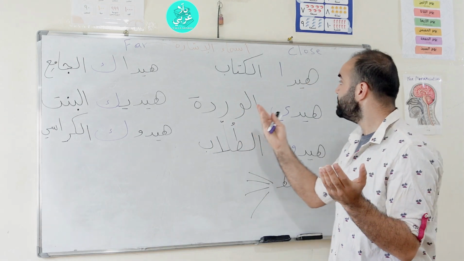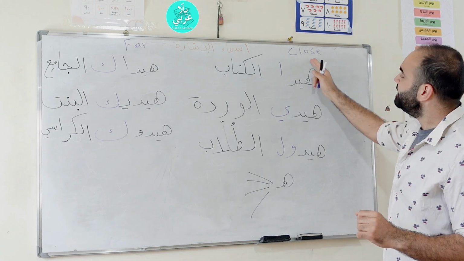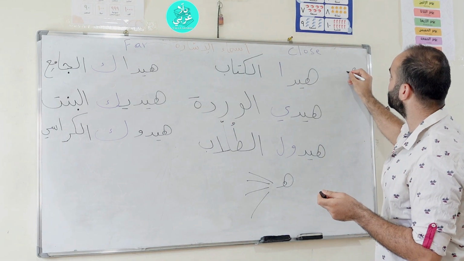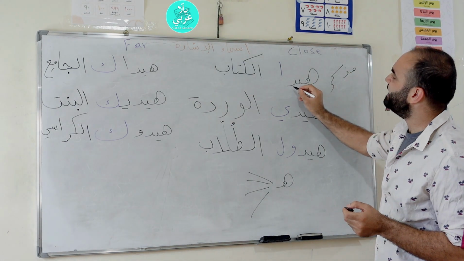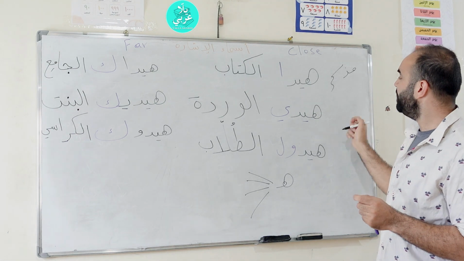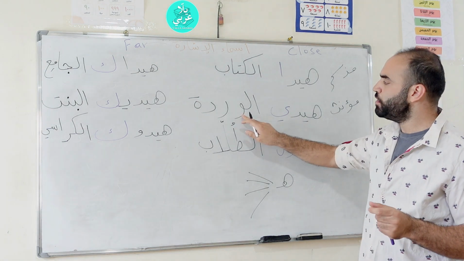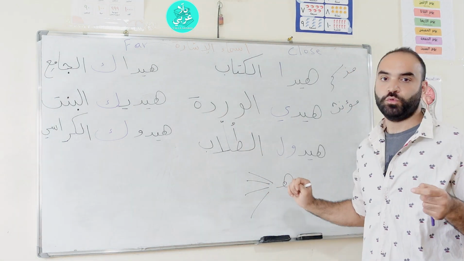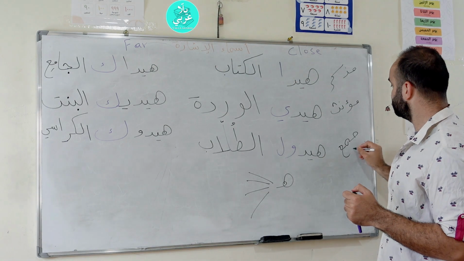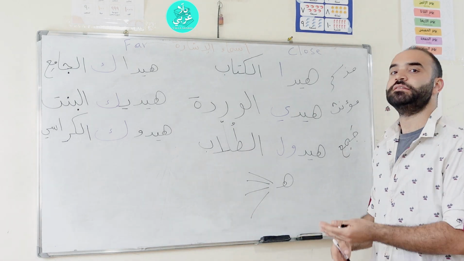Let's start with the close, if I say this or these, هيد. We have the root هيد. For masculine, مذكر, هيدا الكتاب. For feminine, مؤنث, هيدي الوردي, because وردي is feminine, you see, it has تاء مربوطة. Plural, جمع, هيدول. For example, هيدول الطلاب, these students.